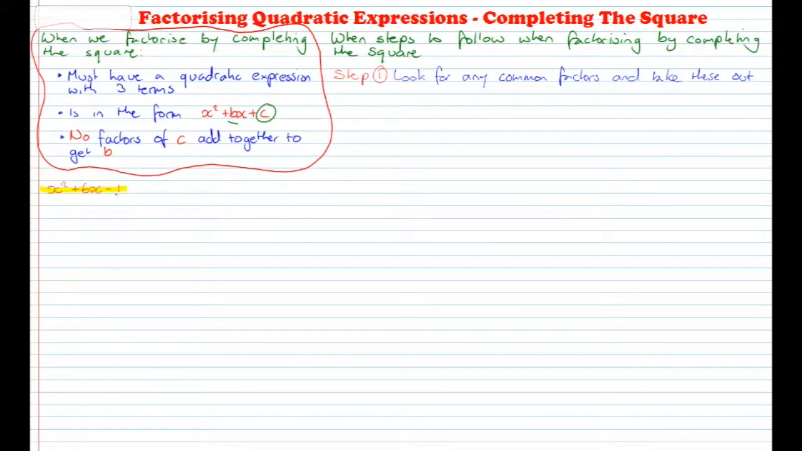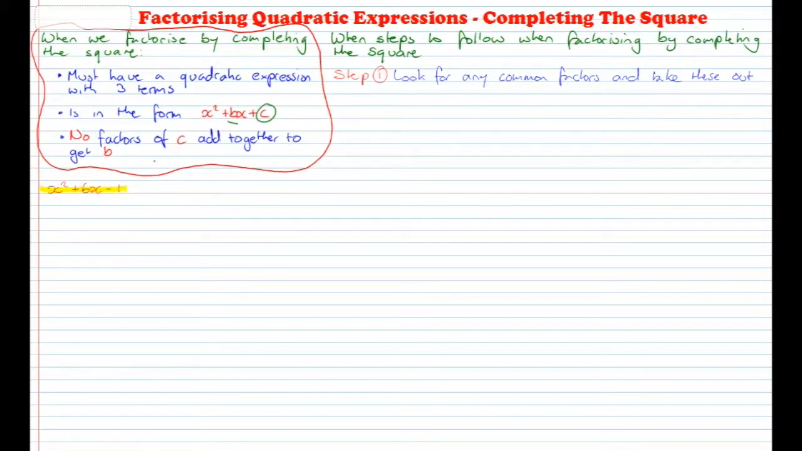So from here what we need to do is just double check that we have a quadratic expression with three terms. We've got 1, 2 and 3 terms, so that is correct. This is in the form x squared plus bx plus c. That is, there's no value for a, and we've got three terms, so we're all good there.